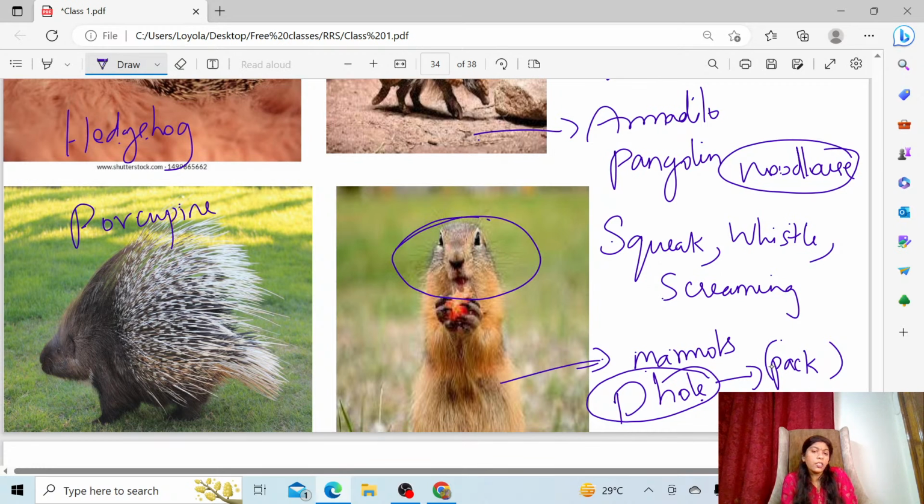Okay, this is one kind of adaptation we can say. Then, if I want to say, I'll add one more thing: webbed feet.